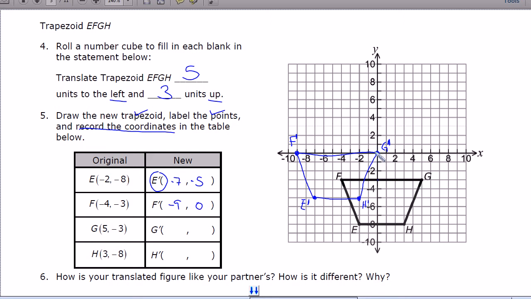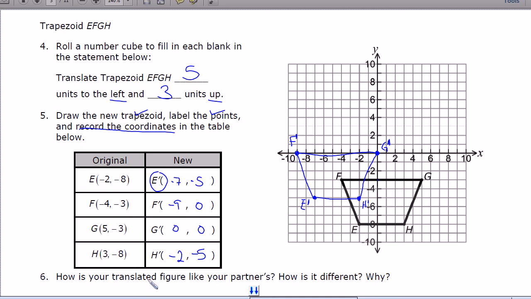G prime is right at the origin, so that one's an easy one. It's just 0, 0. I don't have to move anywhere. I stay right where I'm at. But if I start at the origin and I want to go to H prime, I need to go 2 units left and 5 units down. So it's going to be -2, -5. Those are my coordinates. We'll see if you get yours right whenever you get in class and do the activity.